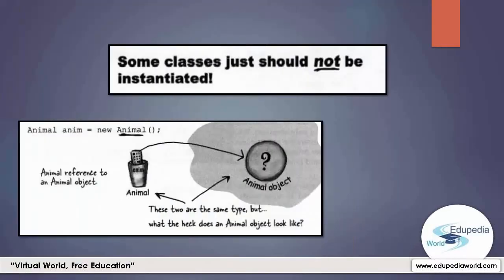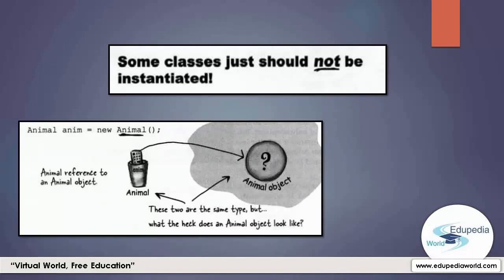But here is where it gets weird. Animal reference to an animal object. It is, by the way, legal, but there is no sense in creating an animal reference to an animal object. There is no point of creating such a thing. The animal object, I mean, what shape is it? What color is it? The size, number of legs? What are the instance variable values? You could not answer those questions. So there is no proper use in creating an animal object.